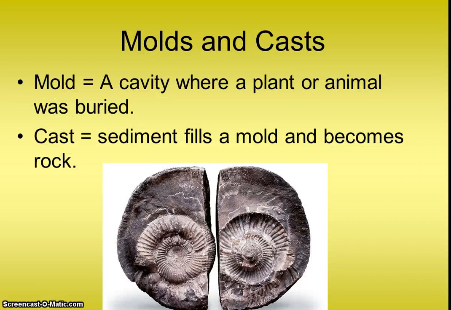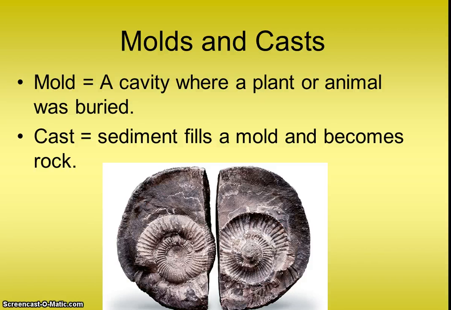Okay, molds and casts. A couple more things to go over for you. A mold is basically an indention in the rock where the fossil was pushed into it. So it goes in. So it would be the picture on the right side that you see below. A cast is basically a 3D mold that comes out of the rock. So that's the picture that's on the left side.